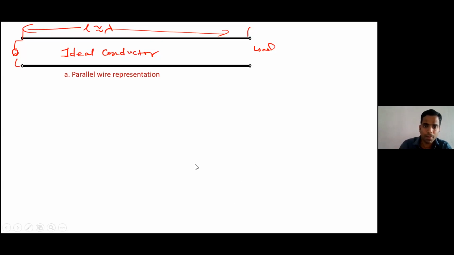Everyone agrees with me? Yes, sir. Okay, fine. Now, there is nothing called an ideal conductor, right? It's just a state, but it doesn't exist really.